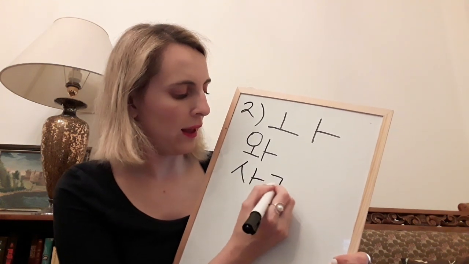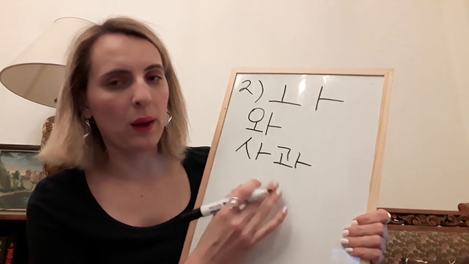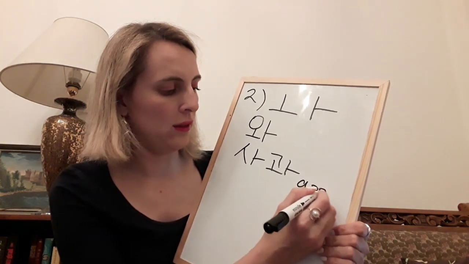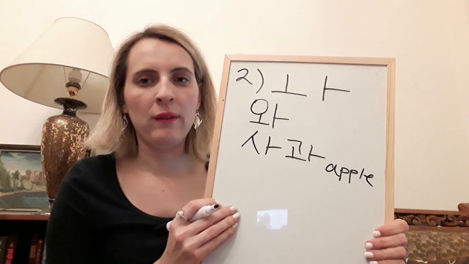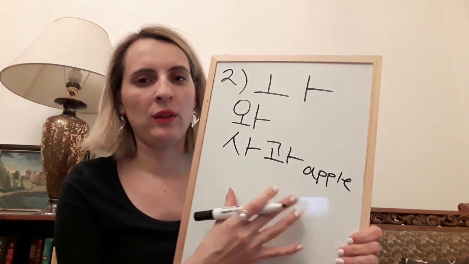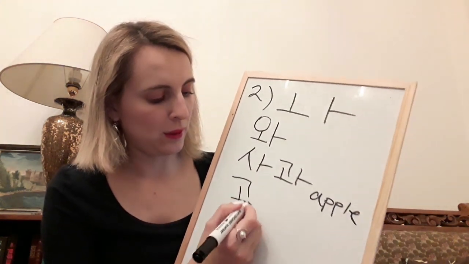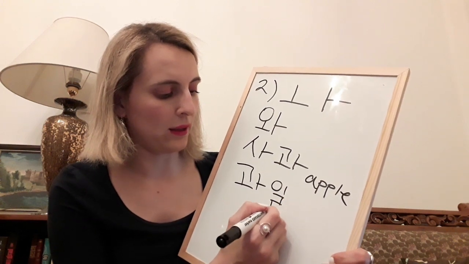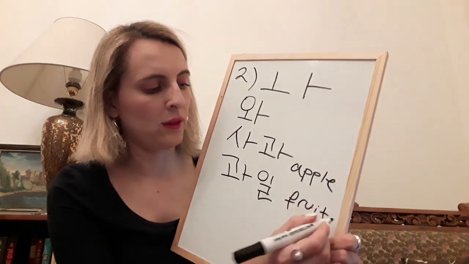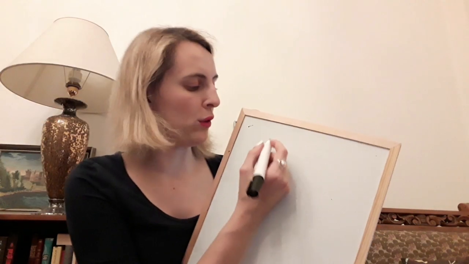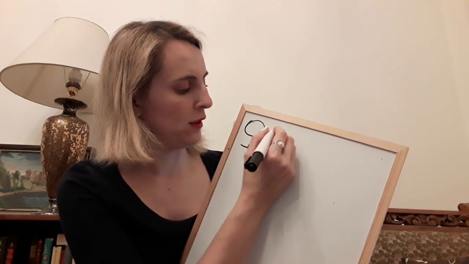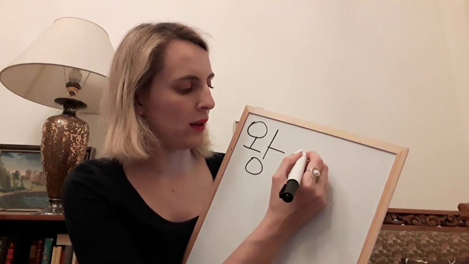It is sagwa, sagwa, and it means apple. This is a really useful word, and it is usually among the first words in Korean vocabulary books. So apple is sagwa. We have gwail, and gwail means fruit. Then we have also popular in dramas, wang, and it means king, right? We have a lot of other words, but let's move to our third diphthong.